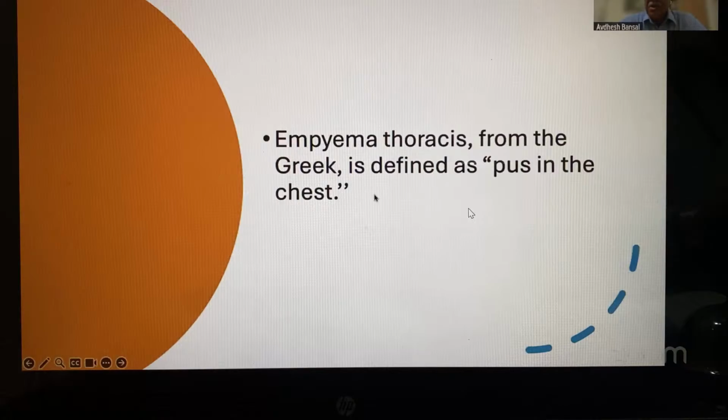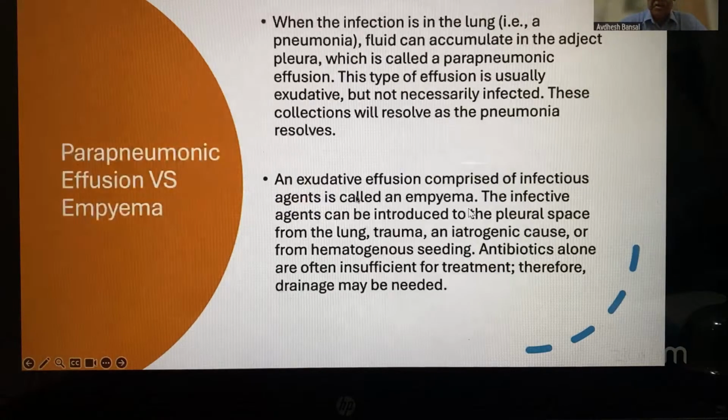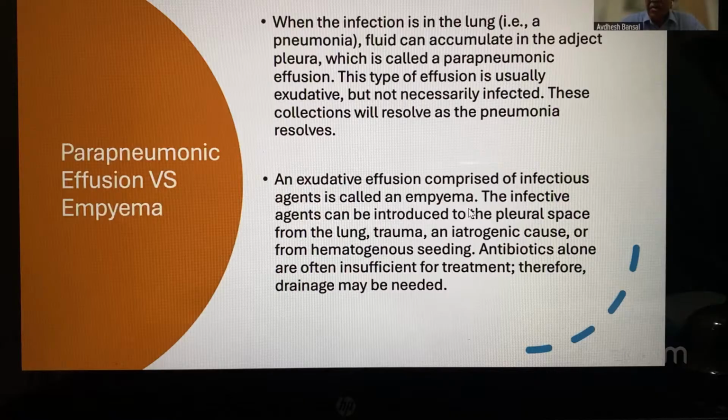So empyema in Greek means pus in the chest. Simple. So what is the difference between parapneumonic effusion versus empyema? Parapneumonic effusion is something which happens when you have pneumonia, and you can have sympathetic fluid accumulation in the pleura. But this effusion is not necessarily infected, though it is exudative in nature. And these collections will normally resolve when you treat this kind of infection with antibiotics alone. So you don't need to do anything except give them proper antibiotics.